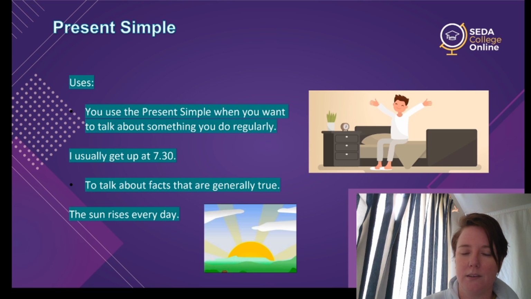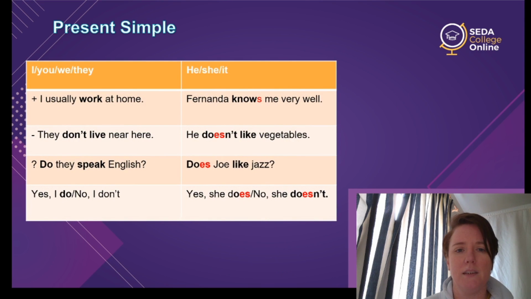Now we're going to look at a table here. And in the table you'll see we have two columns. The first one, I, you, we, they. And the second one, he, she, it. So, positive. We have positive, negative, question. So I usually work at home. And then he, she, it. Fernanda knows me very well. Knows. You'll see the verb changes here. We add s to know.